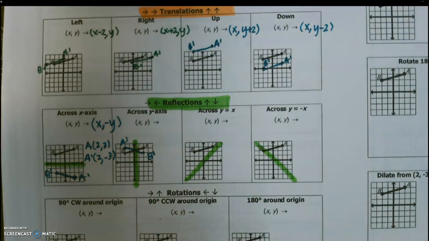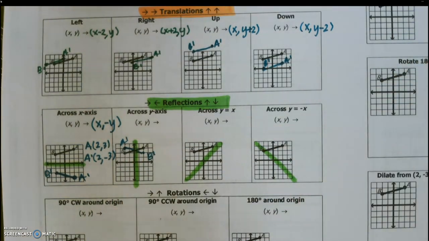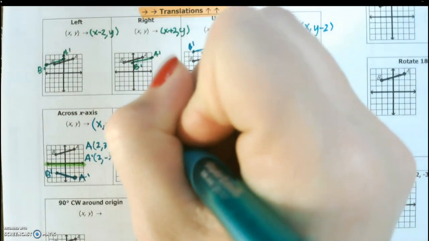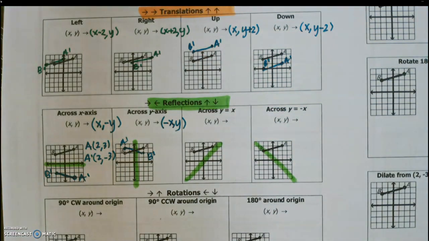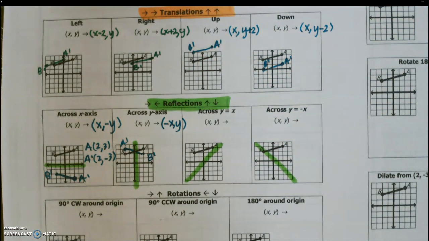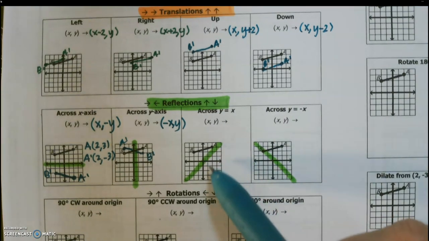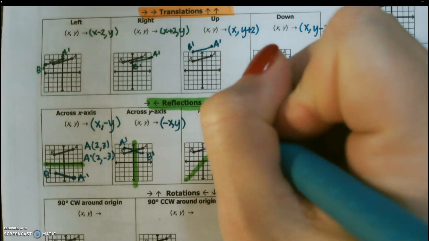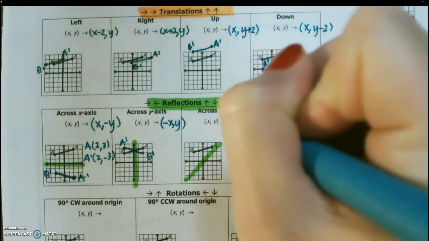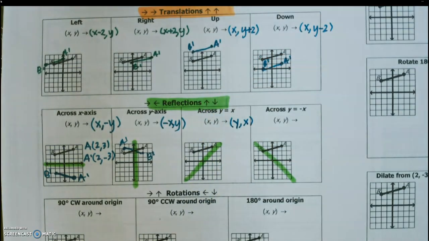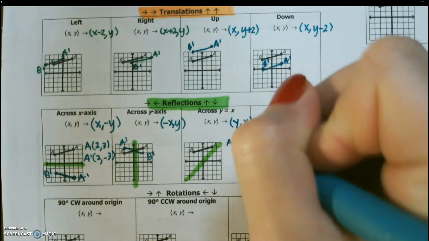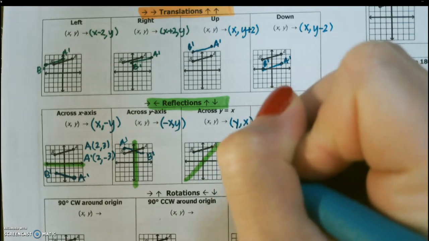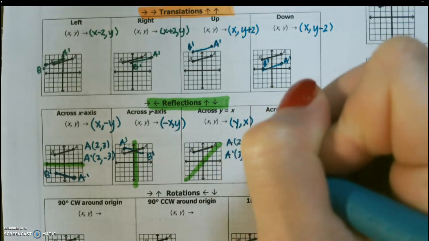Okay, or we have the option of utilizing a rule. The rule for reflecting across the y-axis, okay, is that your x changes signs, your y stays the same. So either counting technique or apply the rule to the original coordinates. Okay, for reflecting across the line y equals x, your x and your y are just going to swap locations. So if A was originally at 2, 3, our A prime is going to be at 3, 2.